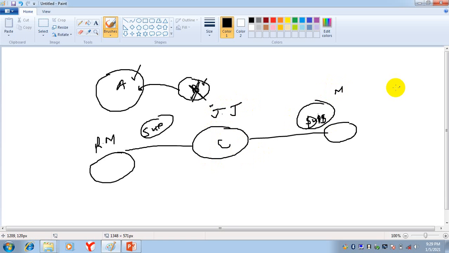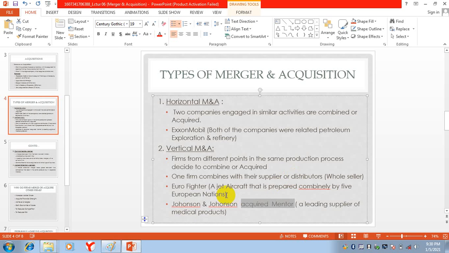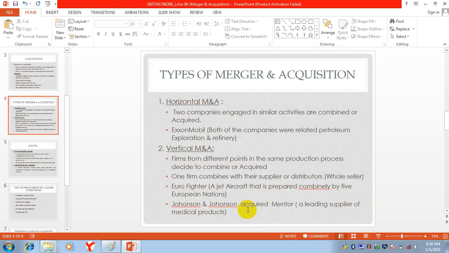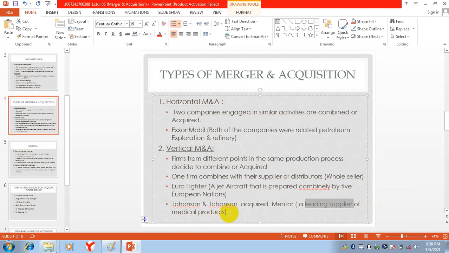So both of them combined. I don't know whether Mentor is a supplier or distributor. I think it is supplier. Here is Mentor, the supplier. So Johnson & Johnson combined with Mentor, or Johnson & Johnson combined with the distributor. So this is vertical mergers and acquisitions. So Mentor is a leading supplier of the medical products.